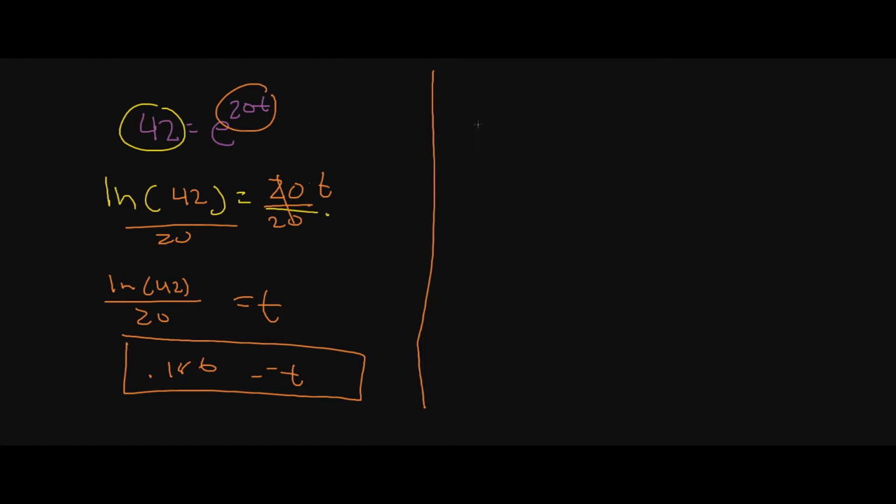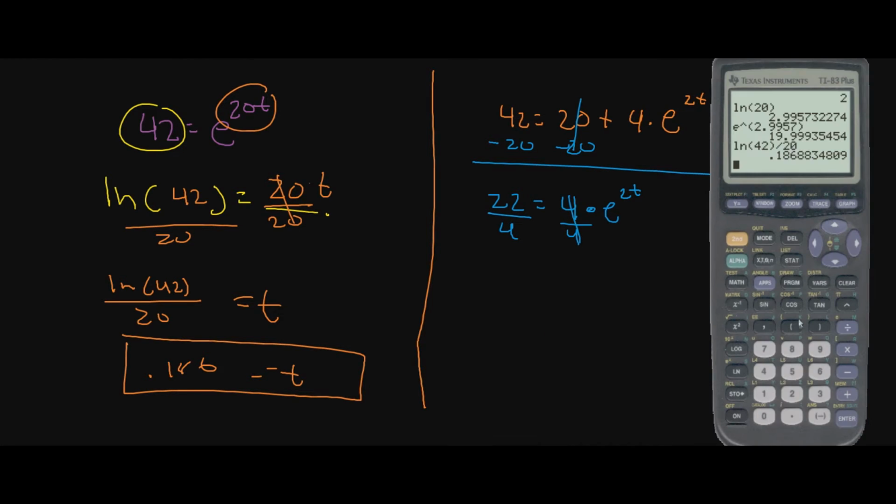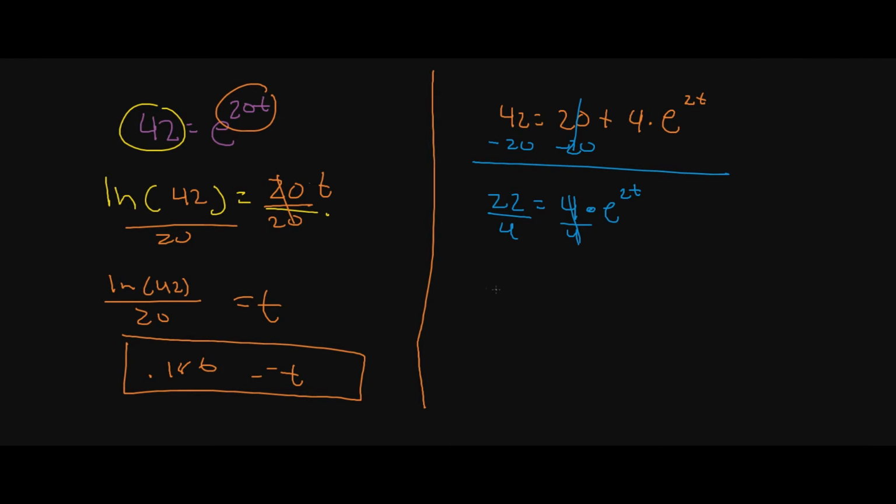So let's do 42 is equal to 20 plus 4 times e to the 2t, something more challenging. In this case, I'll first subtract 20 from both sides. We want to get rid of that. 42 minus 20 is 22, so 22 is equal to 4 times e to the 2t. What do I do to get rid of the 4 since we're multiplying? Well, we divide by 4. 22 divided by 4 is 5.5. So I get 5.5 is equal to e to the 2t.